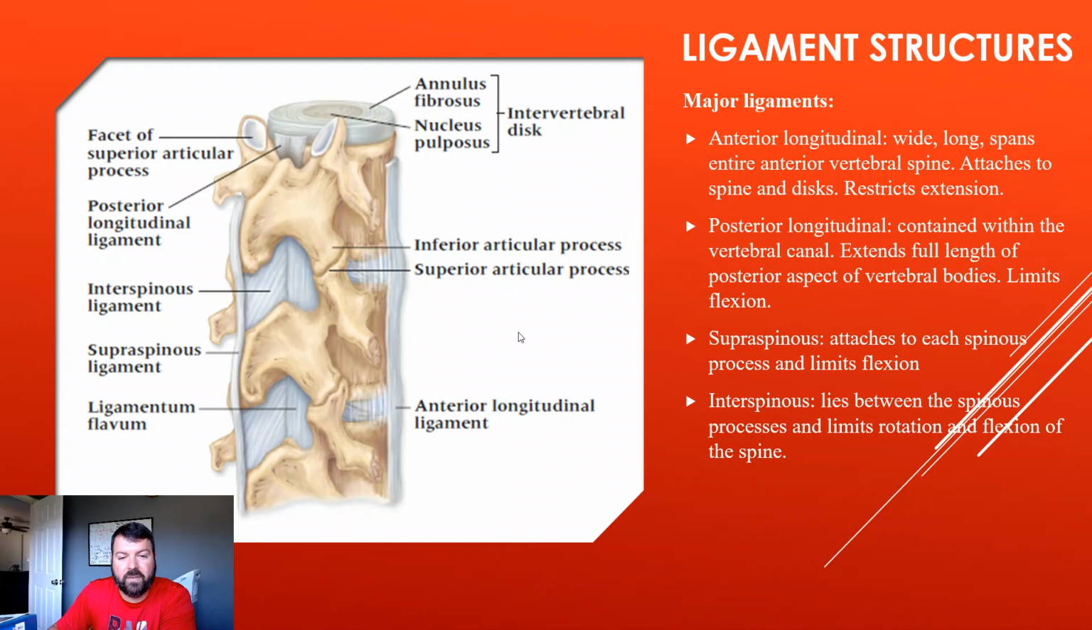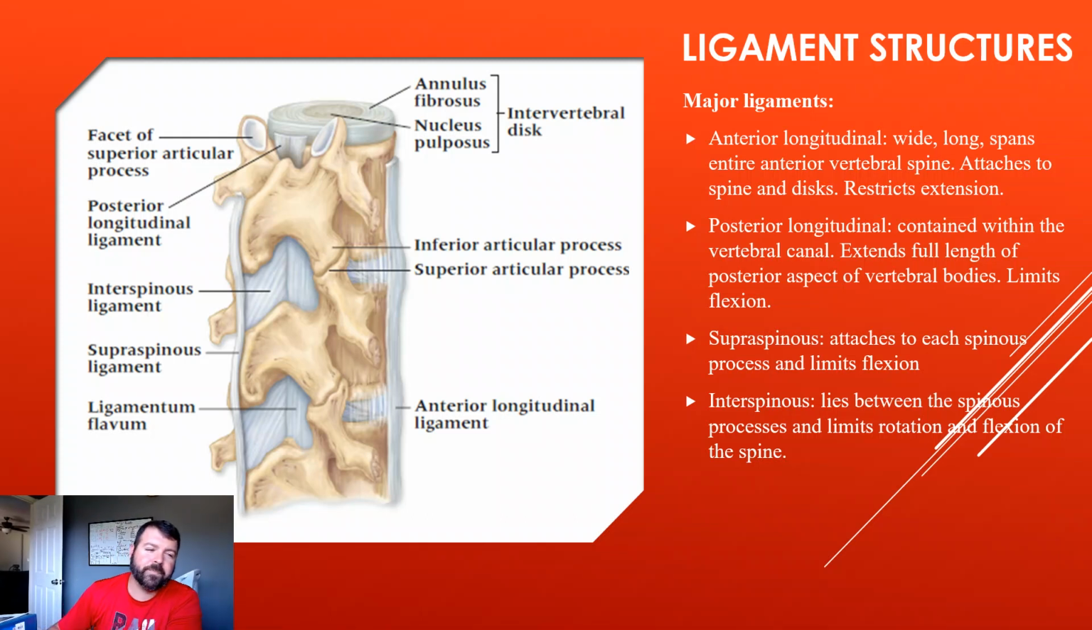Next we have your supraspinous. It attaches to each spinous process and limits flexion. So that one is right in here, right on the edge of your spinous process that sticks out.